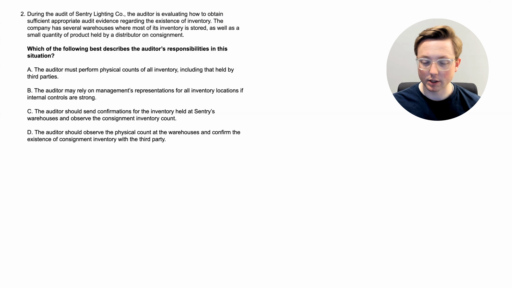So again, we're seeing the difference here, where there's a lot of inventory in the warehouses and then there's some on consignment. How is the auditor supposed to verify this? Are they supposed to physically count all of it, or can they send confirmations for some of it? How does it work? If you don't know, that's okay. We're going to take a look at the explanation to learn about this.